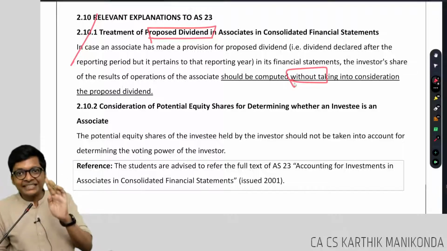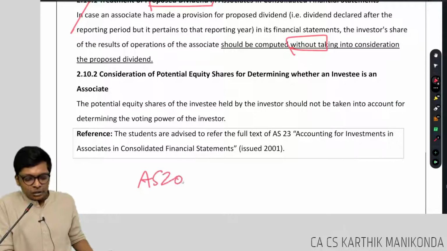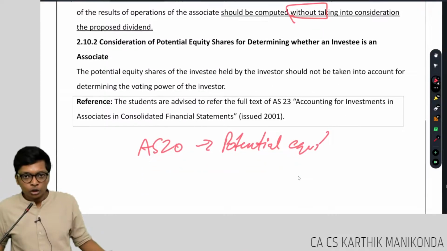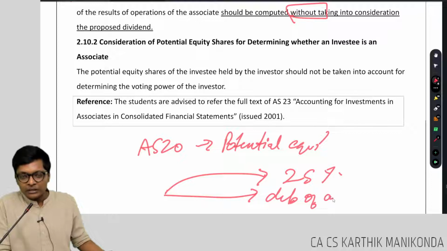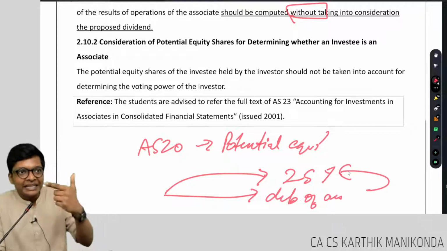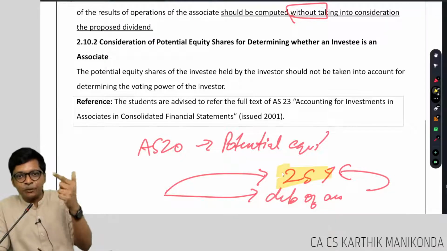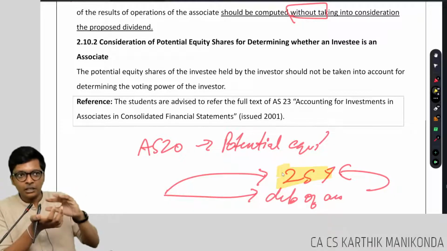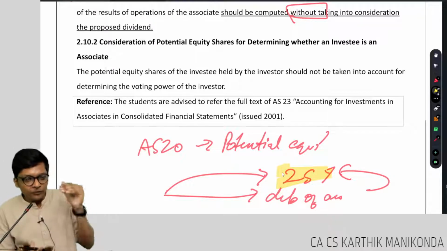Now, the last key theory point which I want you to focus on is in AS 20. Do you remember potential equity shares? Let's say I invested in an associate for 25%. I also invested in debentures of the associate, which are going to become equity shares. Now should I take 25% or 25% plus potential equity shares? Are you following, guys? See, today I have 25%, but next year this 25 is going to become 30. The standard says you compute for this year.